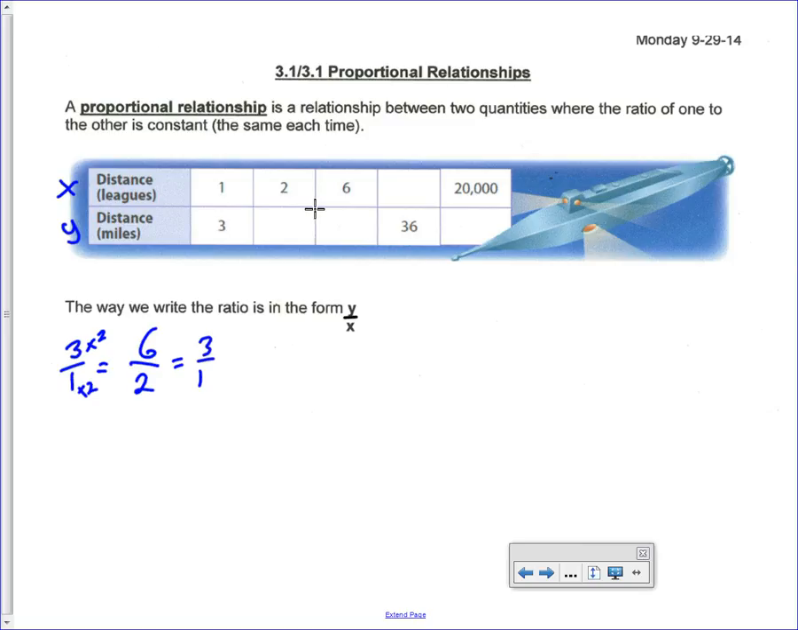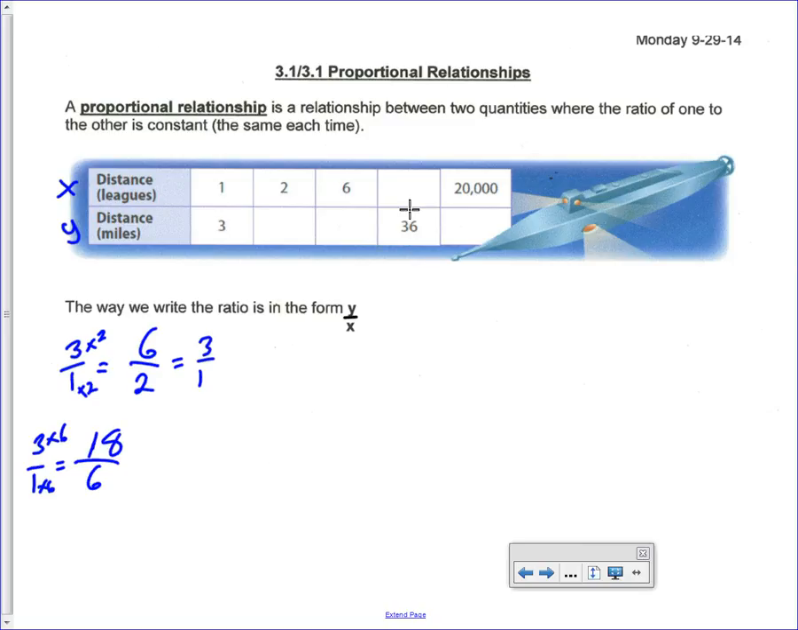Now the next one, it skips a little bit to 6. So that is y over 6. This needs to be equal to 3 over 1. So what do we have to multiply here to get from 1 to 6? Well, 1 times 6 is 6. And we need to multiply the top times 6. So 3 times 6 is 18.